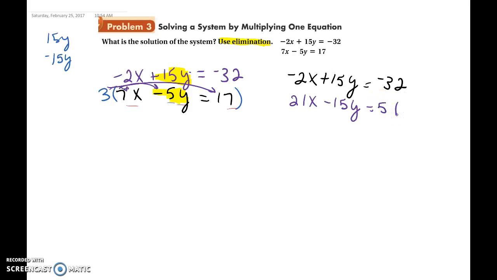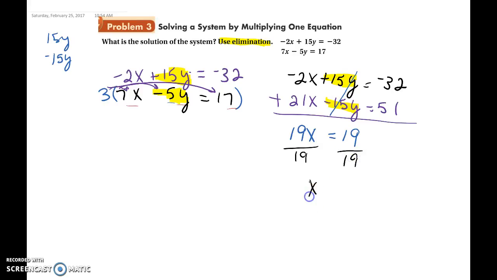All right, so now if we look here, we have 15y and negative 15y. So now it's set up for us to add down. And when we go ahead and add down, negative 2x plus 21x is 19x. The y's will eliminate each other. And then negative 32 plus 51 is 19. Now we're down to one variable, so we divide each side by 19, and we get x is equal to 1.